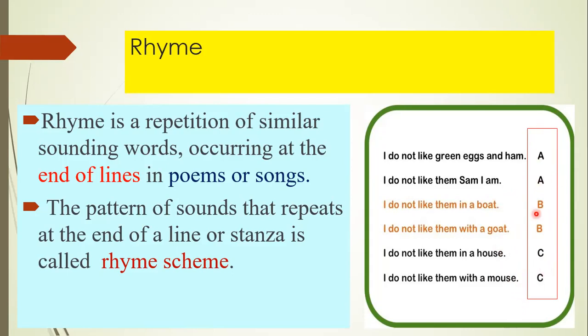This scheme is called what? The rhyme scheme. The rhyme scheme is the pattern of sounds that repeats at the end of a line or stanza, and it's called the rhyme scheme.